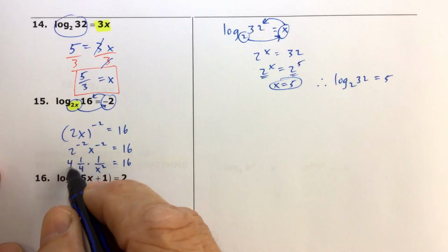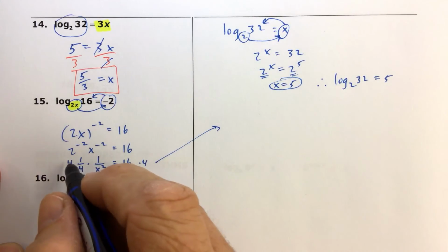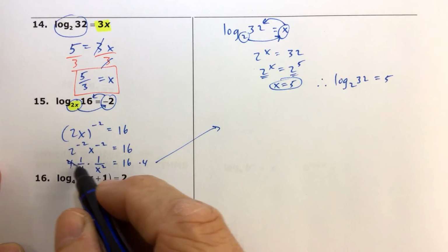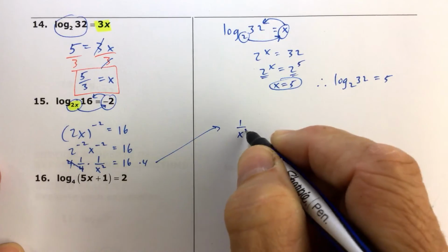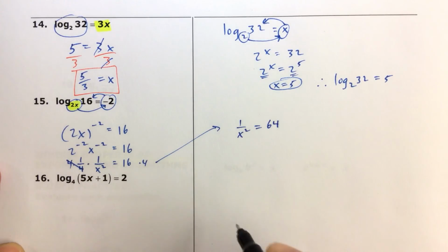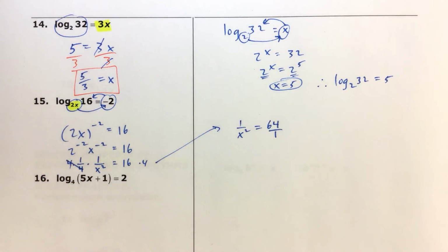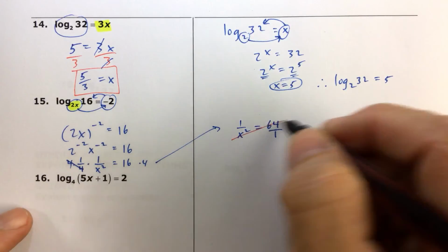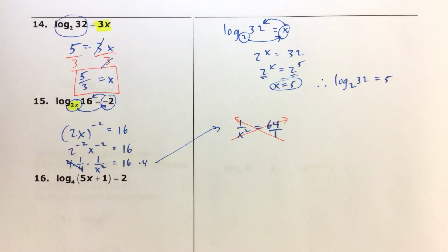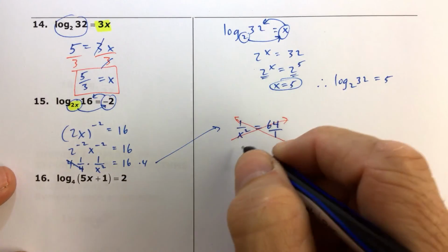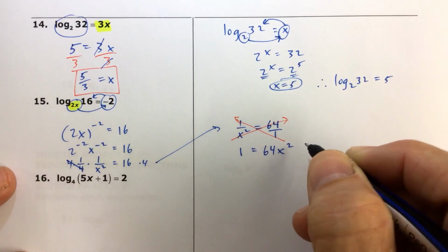I'm going to multiply both sides by 4. I've got 4 times 1/4. I'm multiplying by 4 because then I get rid of the 1/4. So I get 1 over x squared is equal to 64. Well, in this case, I can rewrite that 64 as 64 over 1, and then when one fraction is equal to another fraction, we have a proportion, and then we can just cross multiply. 1 times 1 is 1, and is equal to 64x squared.